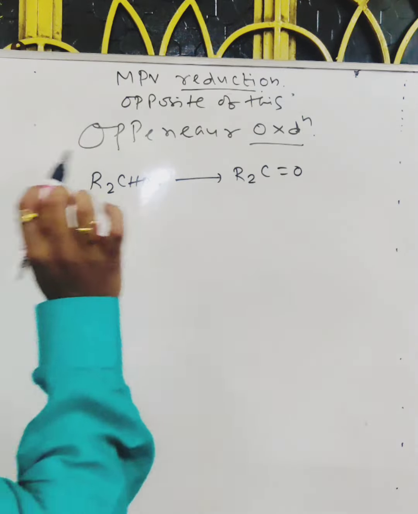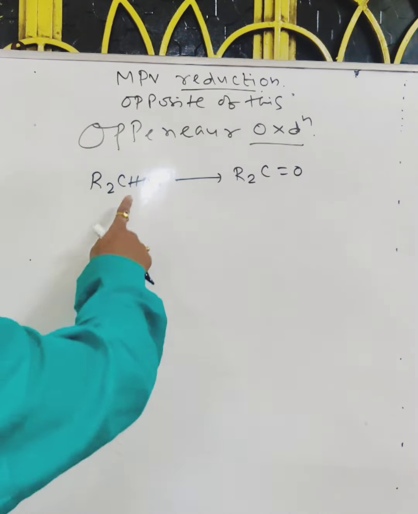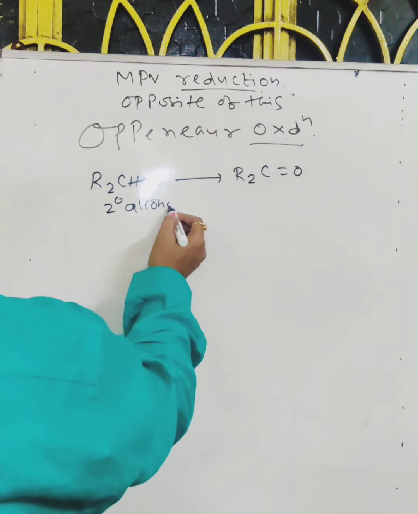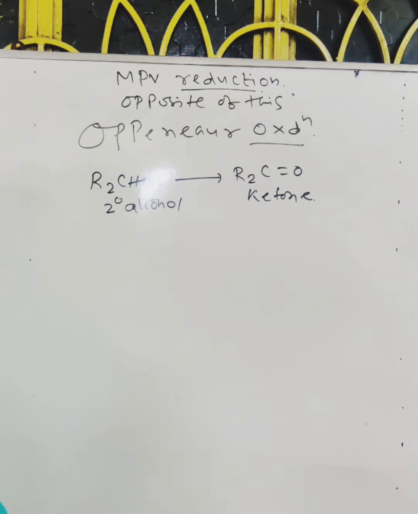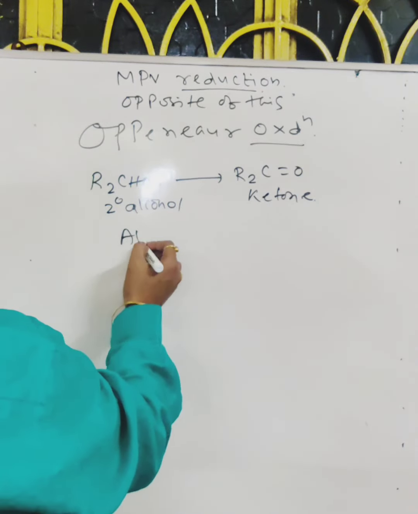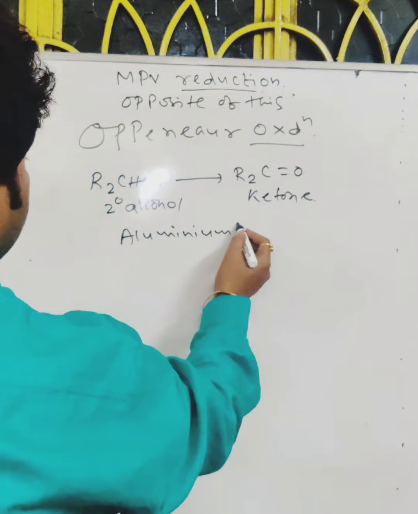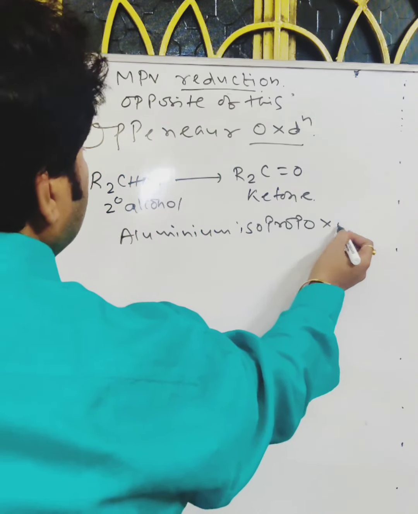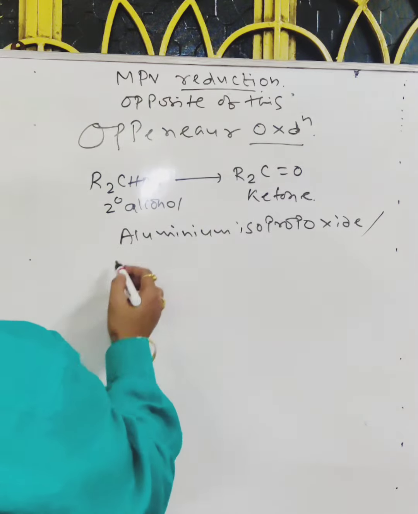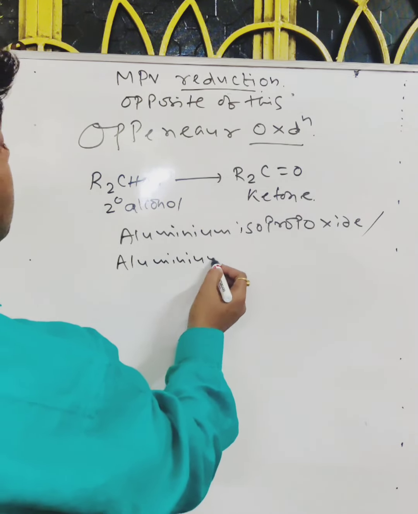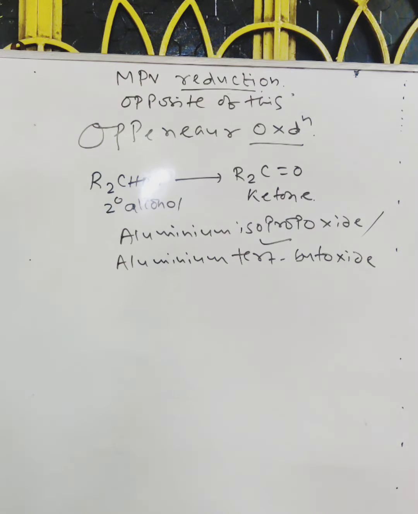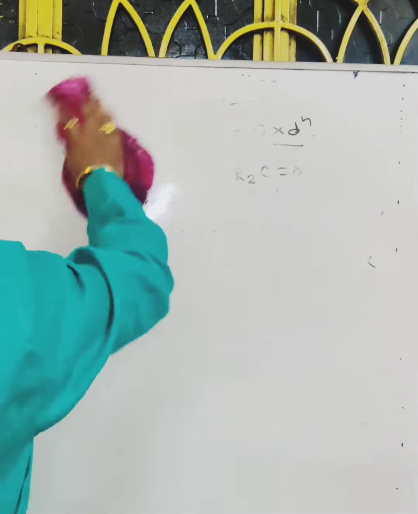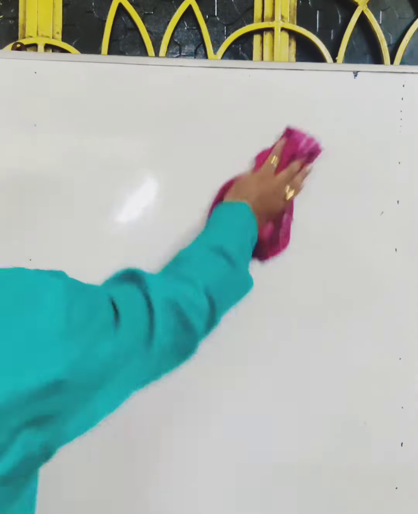Think about it. Just first understand the basic outline. The outline is that the 2-degree alcohol will be converted to the ketone. Yes. What are you going to use here? We can use aluminium isopropoxide, or we can even use aluminium tertiary butoxide. Both can be used. We generally prefer the first one. So aluminium isopropoxide.